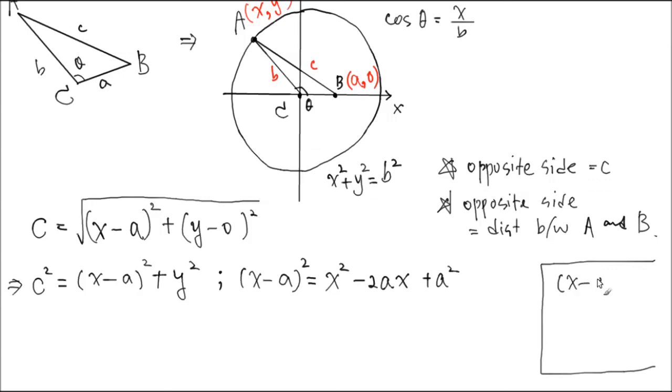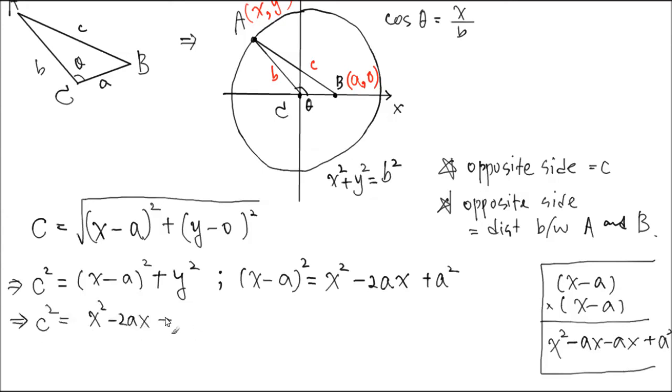X minus a multiplied by x minus a is the meaning of x minus a squared. And when you multiply, you have to multiply each of the terms from the top row to the bottom row. So you can see x squared. You can see as you combine these cross terms, negative ax and negative ax, in whatever order, and here's a plus a squared as you multiply these two terms. That's what this one is. So x minus a squared is going to be replaced like this. So here, c squared is equal to now x squared minus 2ax plus a squared plus y squared.